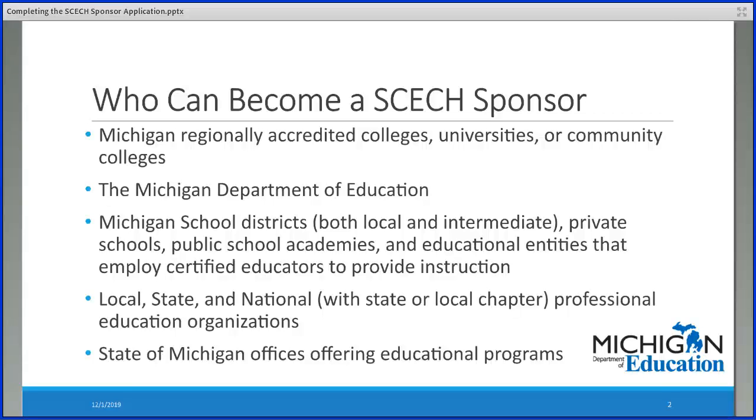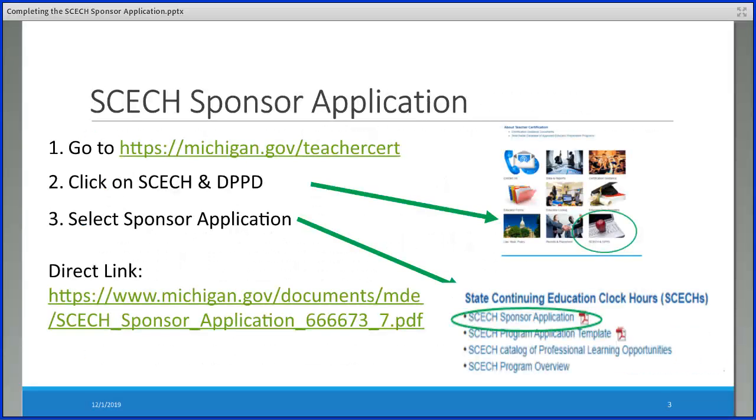First, who can become a SCECH sponsor? Michigan regionally accredited colleges, universities, or community colleges, the Michigan Department of Education, Michigan school districts, both local and intermediate, private schools, public school academies, and any educational entities that employ certified educators to provide instruction to Michigan students, along with local, state, and national professional education organizations, and state of Michigan offices that offer educational programs. All of these entities are eligible to become a SCECH sponsor.